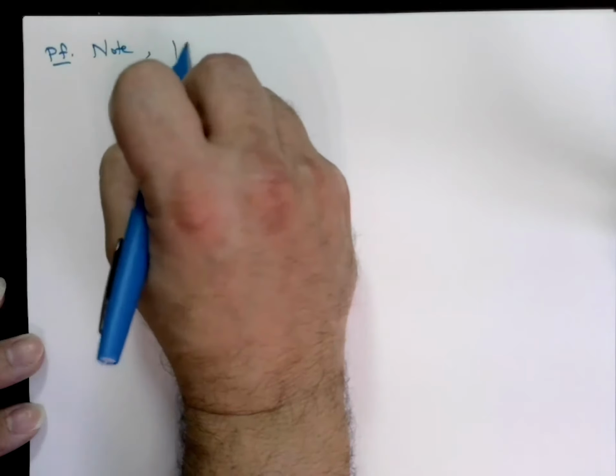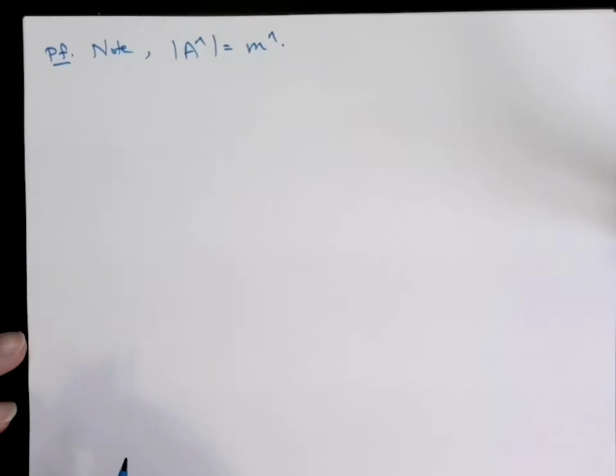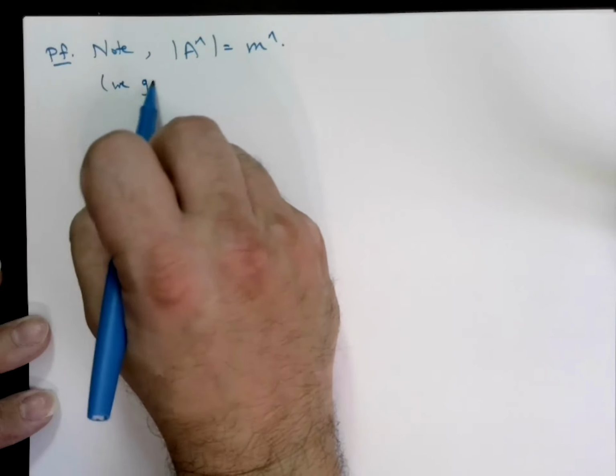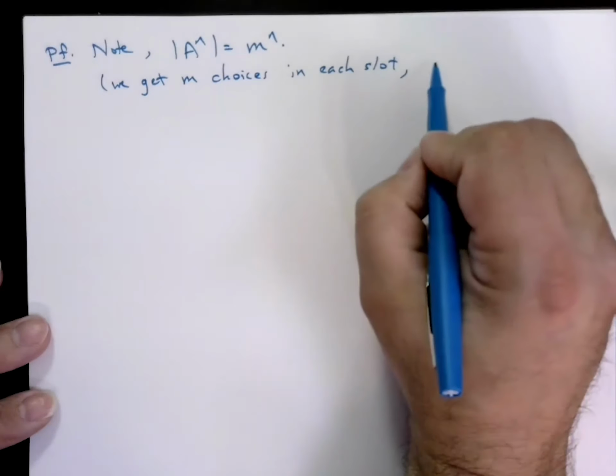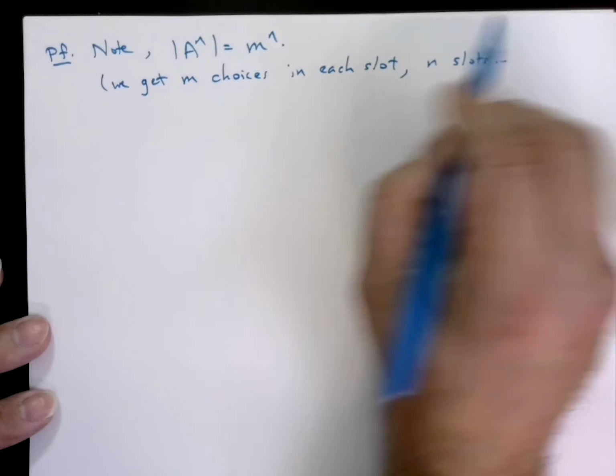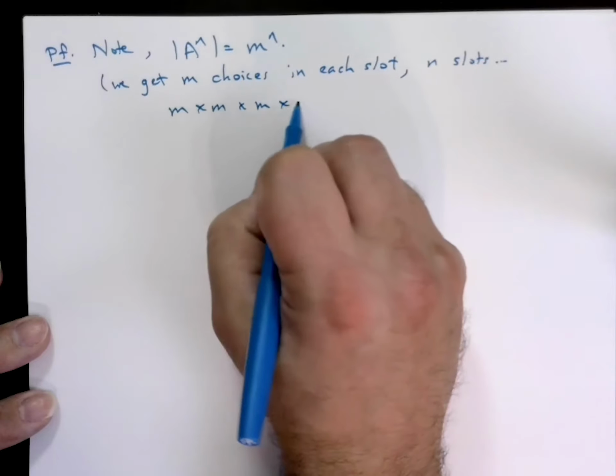We first note that the cardinality of A to the n is actually the number m raised to the power n. To see this, we get m choices in each slot of the vector, and there's n slots. So we have m times m times m, n times, that's m to the n.